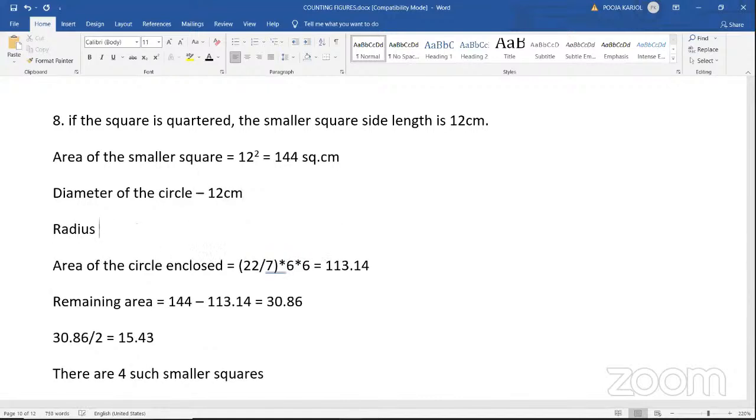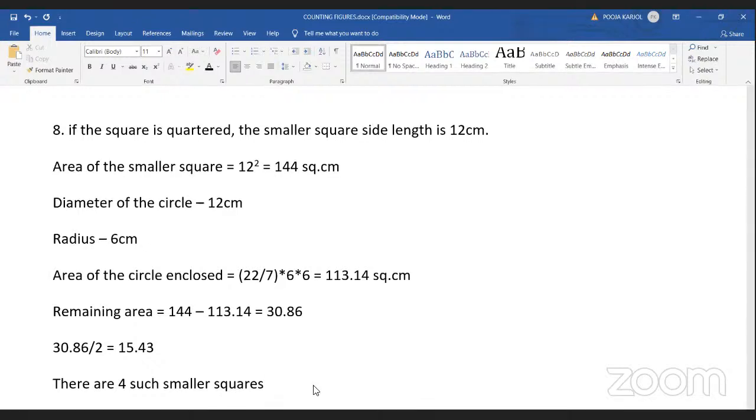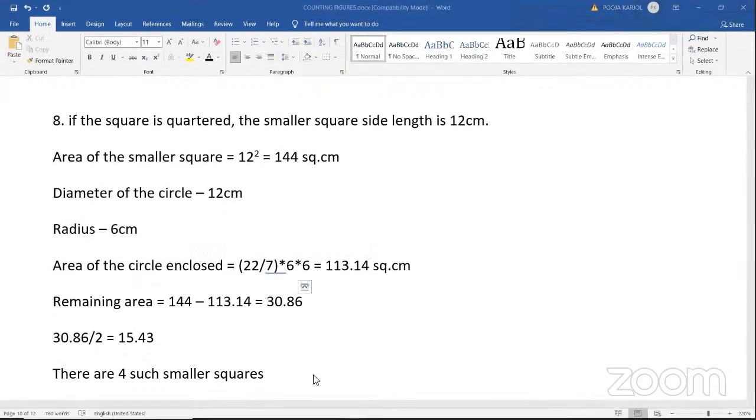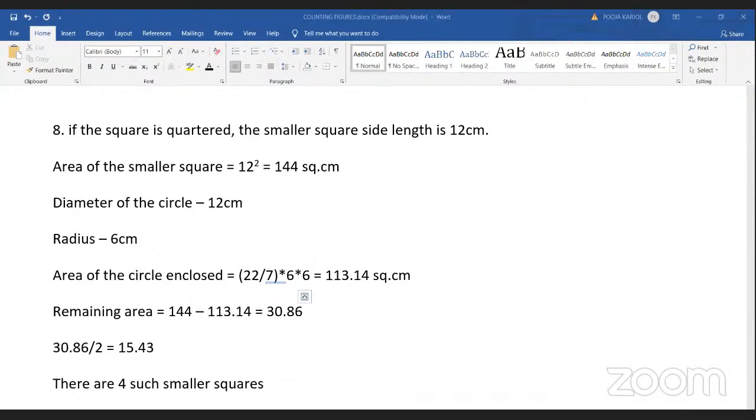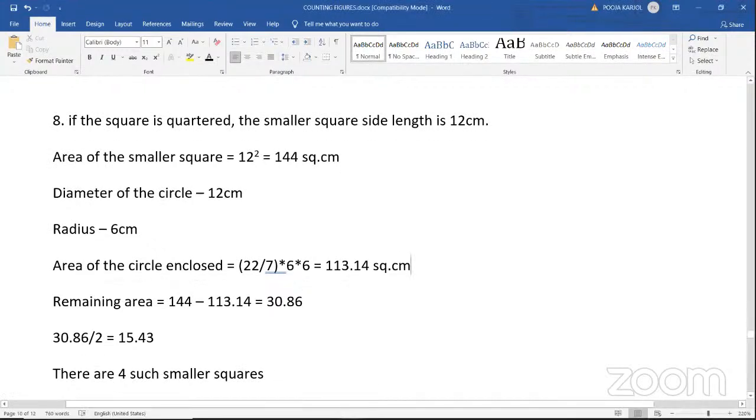If you didn't understand, diameter of the circle is 12 centimeter. Radius would be 6 centimeter. So area of the circle will give you pi r square, where r is 6, which is 113.14 square centimeter. Now subtract them both. So 144 minus 113.14 will give you 30.86. That will give you the remaining area. What is the remaining area?